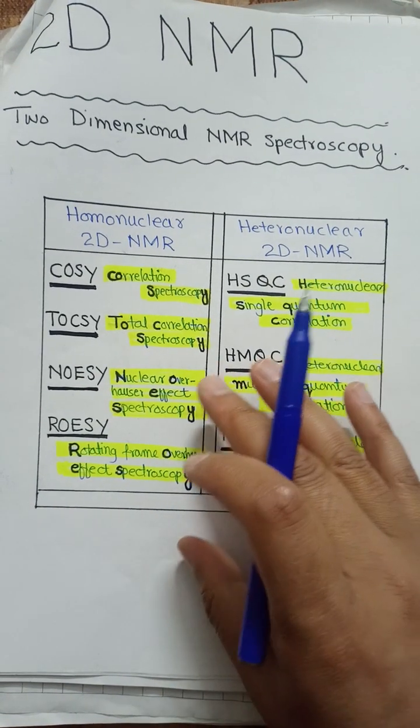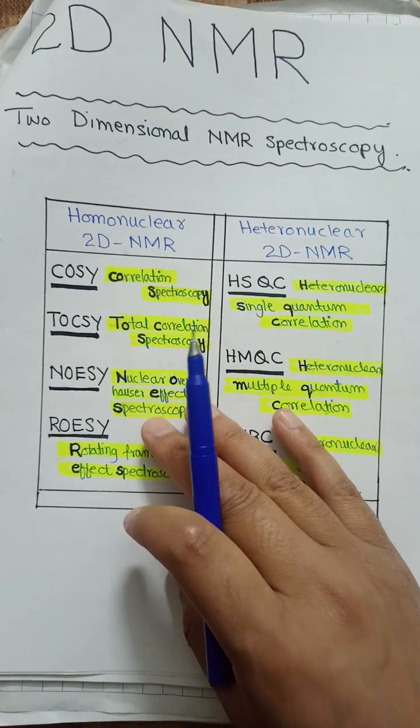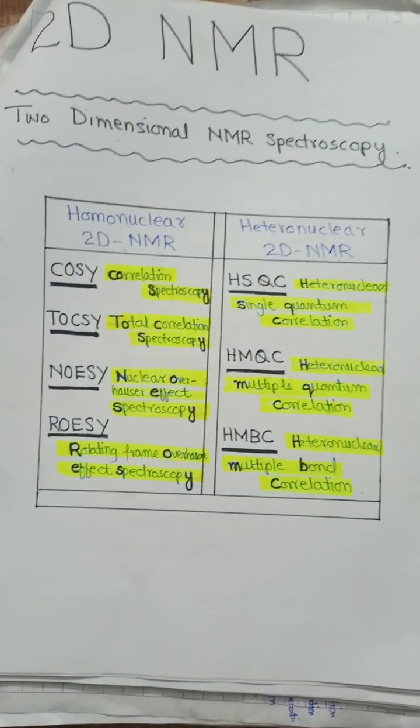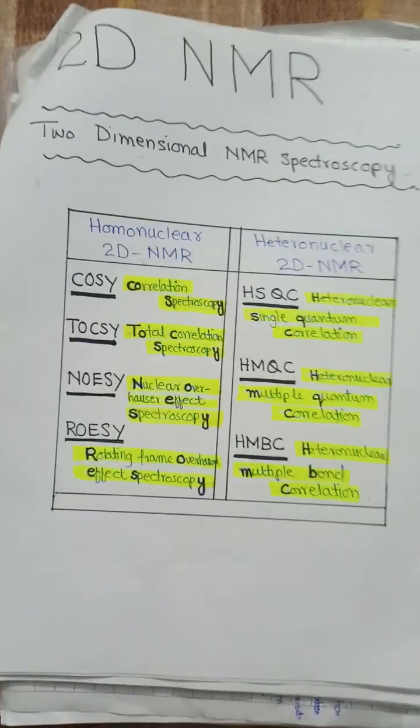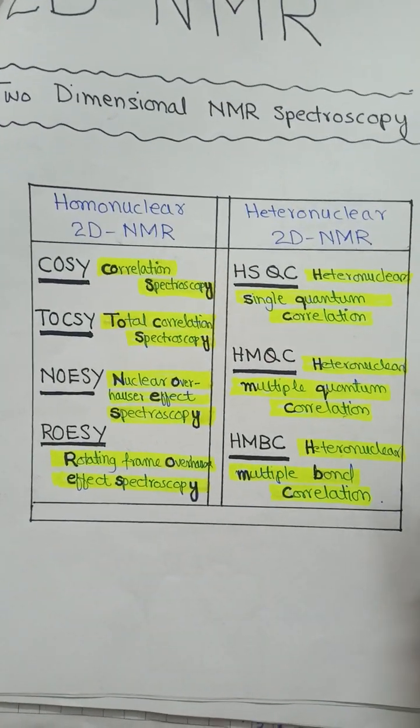So these techniques we use for only proton NMR or carbon NMR, and the effect of proton-proton coupling, or carbon-carbon coupling.